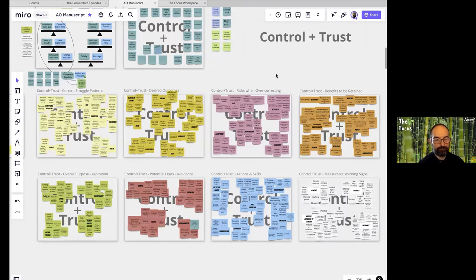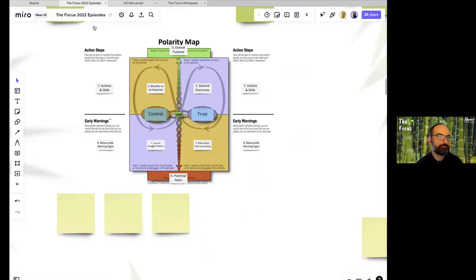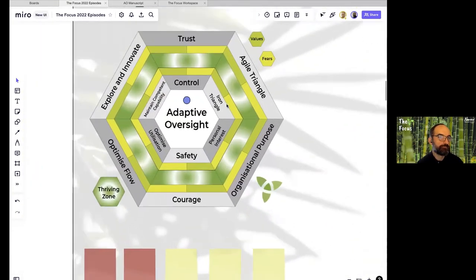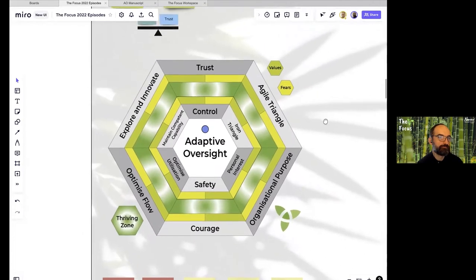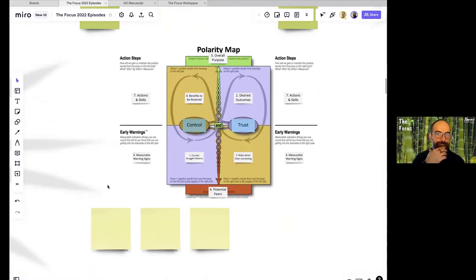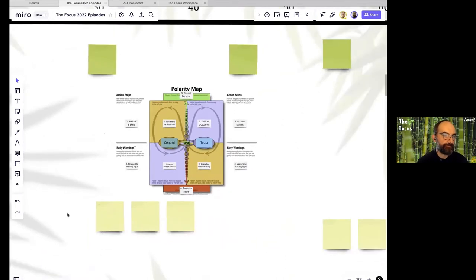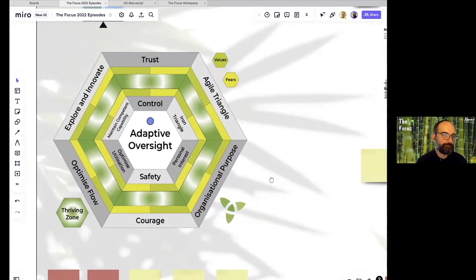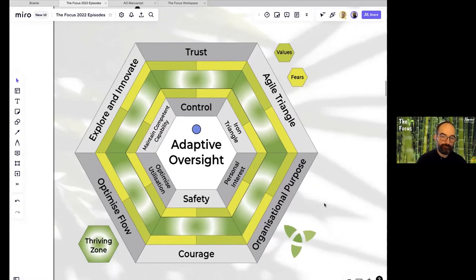Now, if we go back to our AO Galaxy view, Horia, if you just flick back to that, if you notice on the AO Galaxy picture, we have values and fears there, and this corresponds to number 1, 2, 3, and 4 panels inside the adaptive oversight picture, about the polarity mapping picture that we've shown you earlier. And what we want to do, like Horia has explained, is to make sure that we understand what are the elements that we need to bring into balance for your own situation. And that is what we want to look at in the thriving zone when we get there.